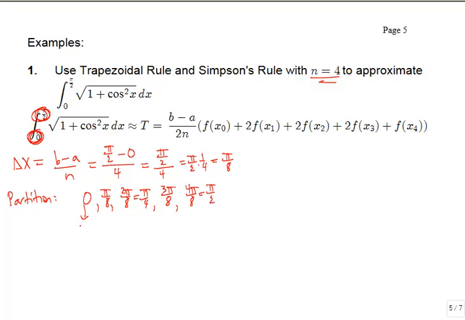So this 0 is our x sub 0. Pi over 8 is x1. Pi over 4 is x2. 3 pi over 8 is x sub 3. And pi over 2 is x sub 4. That's what we're going to use here, here, here, here, and here.